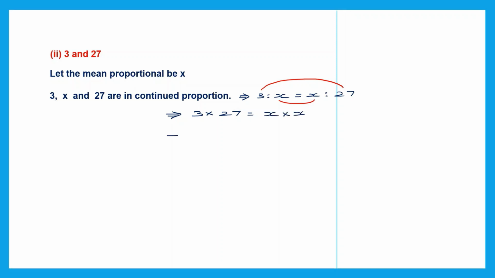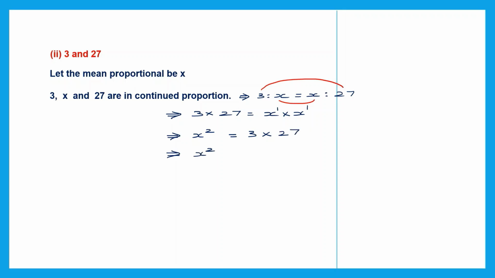Now I'm going to bring x into x this side. Now x into x, that is x to the power of 1 into x to the power of 1. When it's multiplication, we add the powers, isn't it? So it becomes x to the power of 1 plus 1, which is x to the power of 2. X to the power of 2 is equal to 3 into 27. So now let's solve for x.